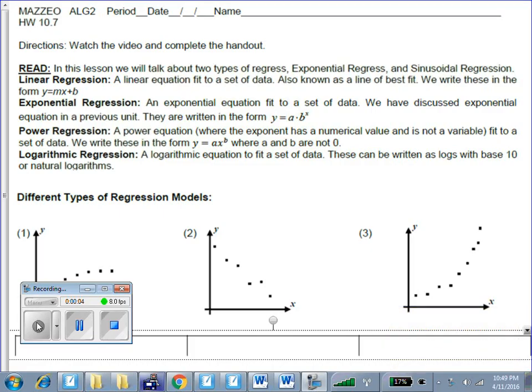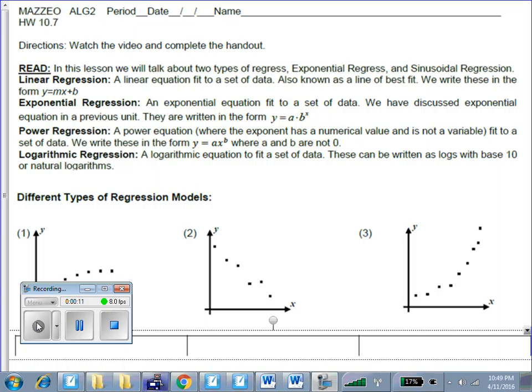This is really just like an extension of what we learned in class today on linear regression models. We're just going to talk about a few other types of regression models. So one type of regression model is, at the top I'm just looking where it says read. So we talked about linear. Another type is exponential, and an exponential equation fit to a set of data is just an exponential regression.